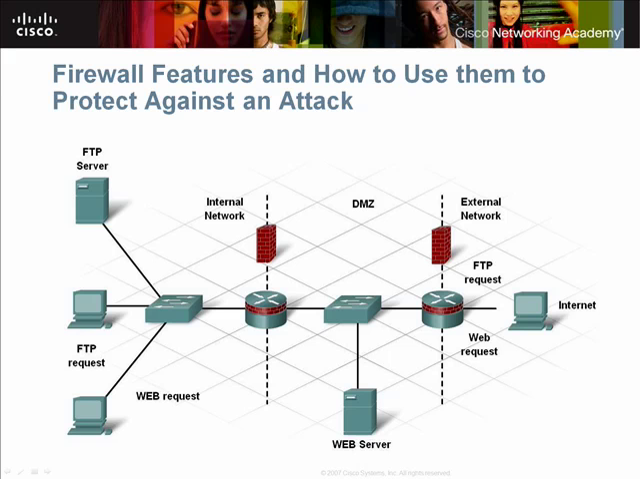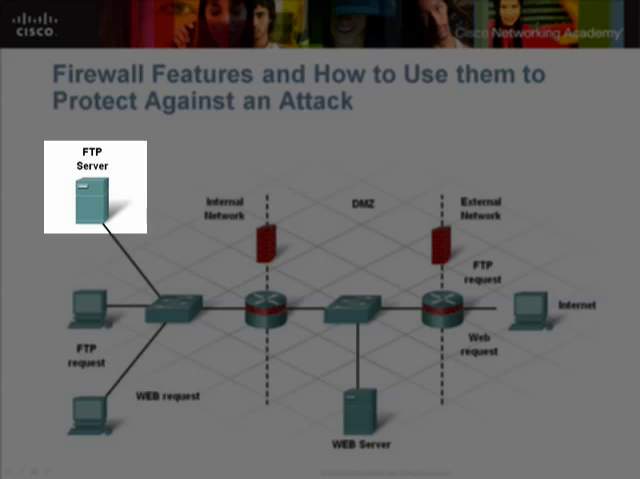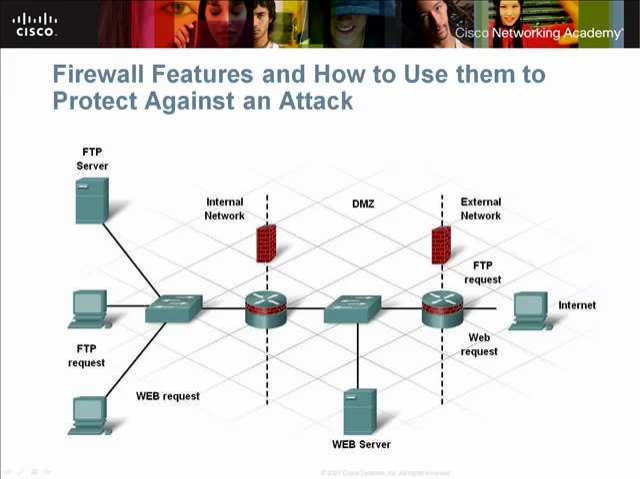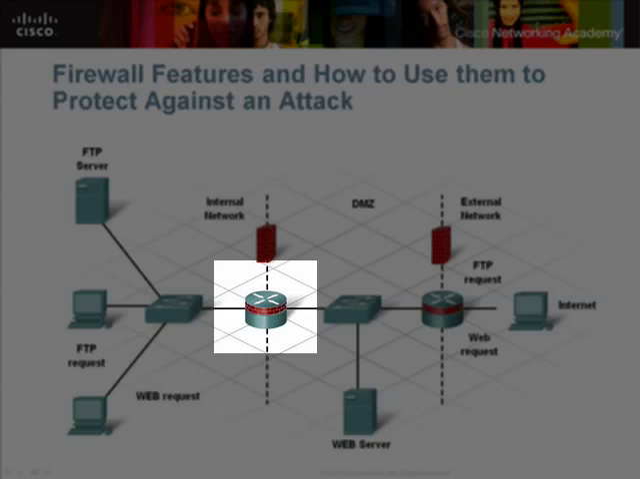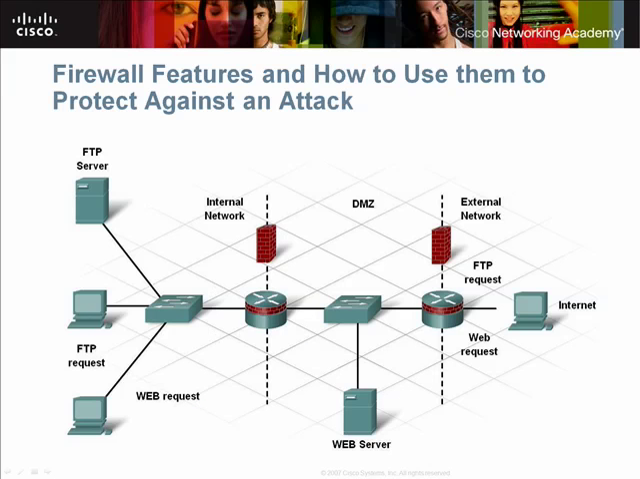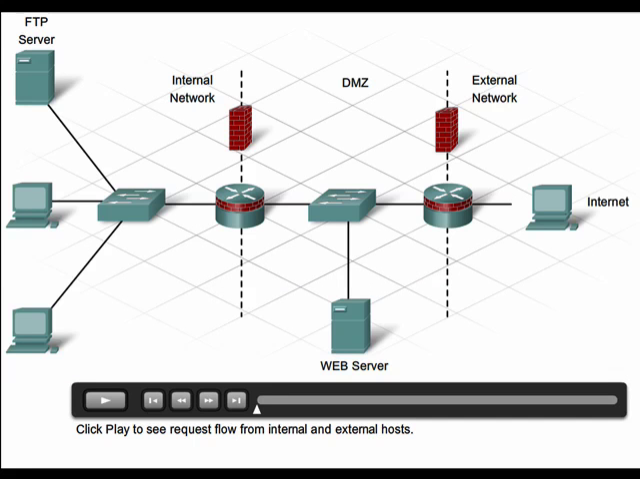Let's further suppose that the internal network has an FTP server that allows corporate users to access policies and procedures, forms, and other internal documents that should not be shared with the outside world. In this case, the firewall on the left functions to block traffic originating from the external network that tries to enter the FTP server on the internal network. Let's watch the animation now.